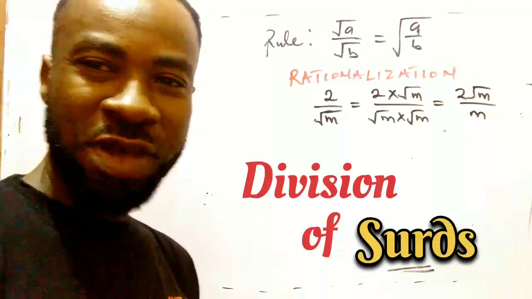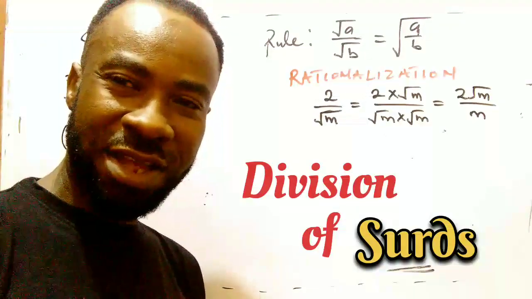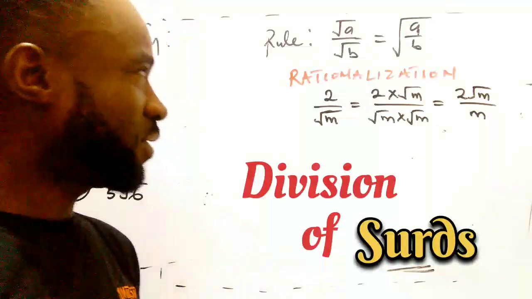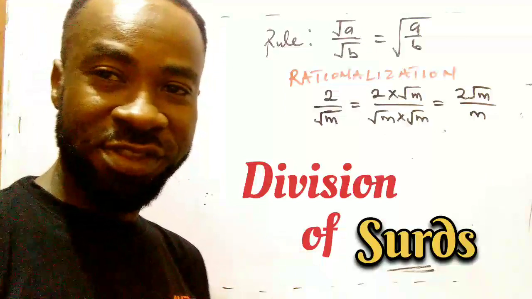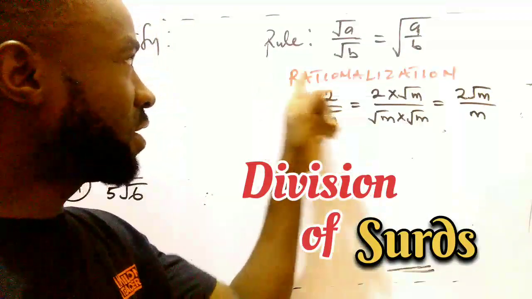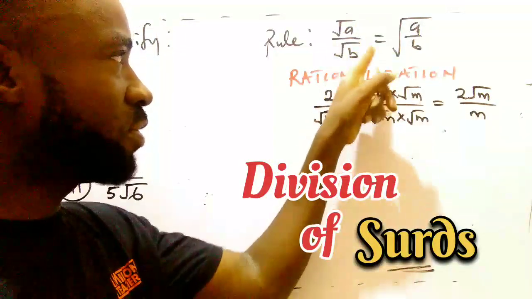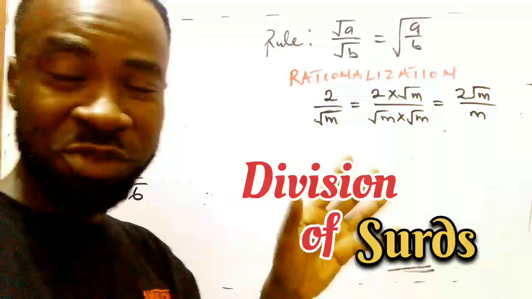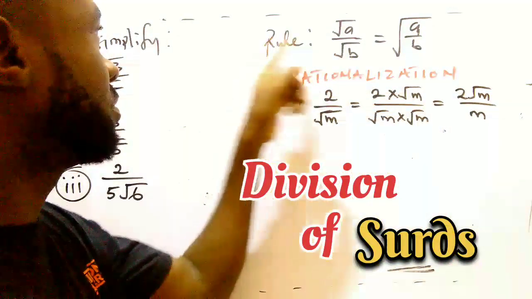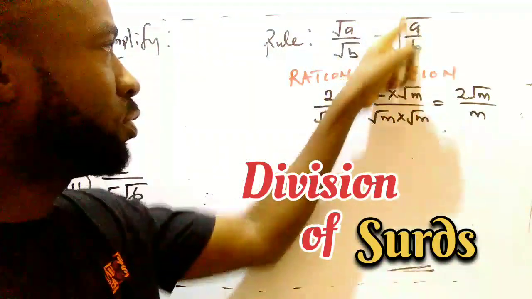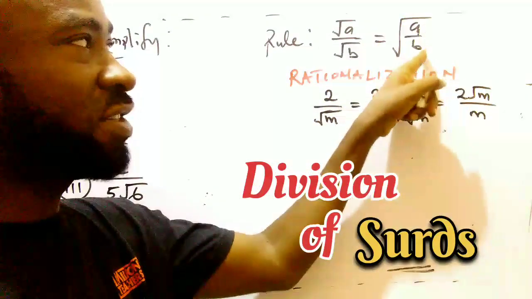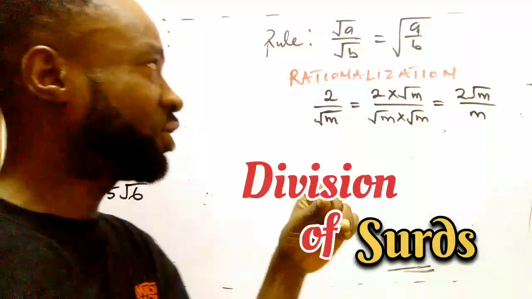Now today we're going to look at how to divide surds, okay? So we're looking at division of surds. Now for you to divide surds, this is the rule you must follow. The rule says root A over root B is equal to root A over B, which means that all you have to do is to put them in a single radical, just as we did for multiplication.